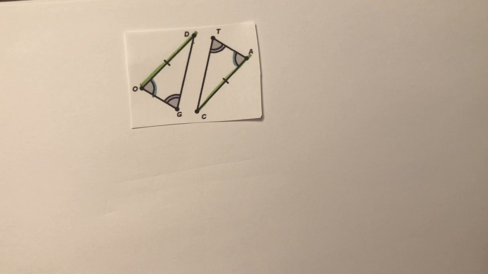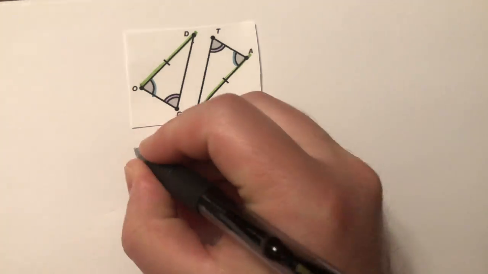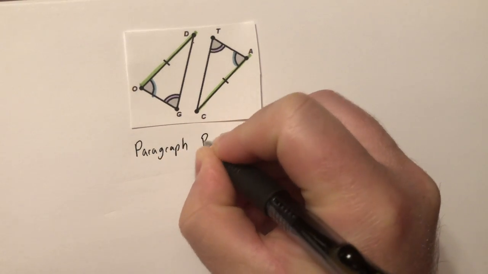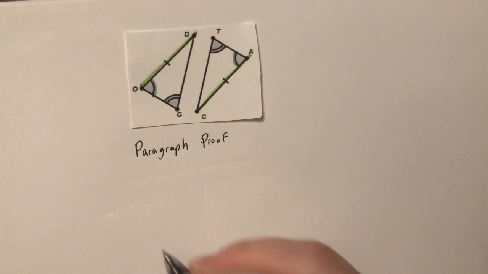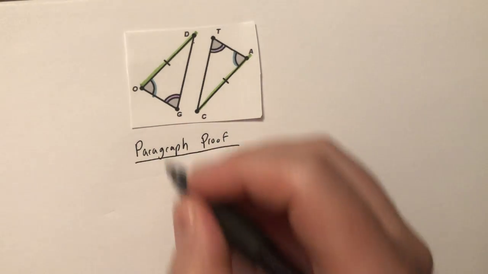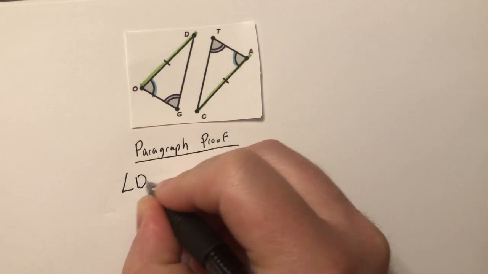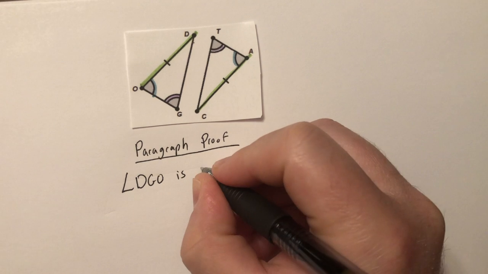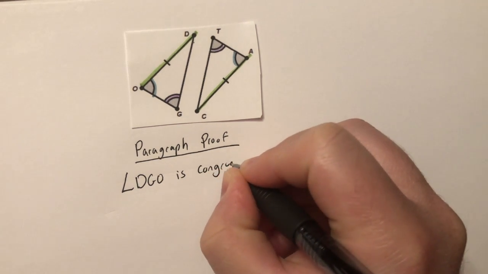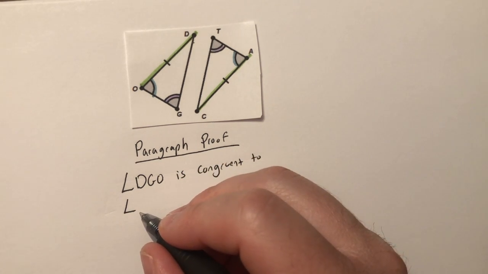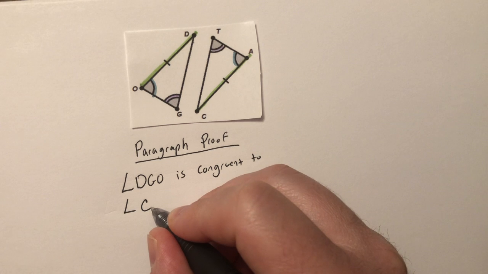So now we're going to work through a few examples, focusing each time on a different type of proof. So here we're going to focus on the paragraph proof. Okay? So I'm going to go through the different pieces that I have and just kind of explain it. So I have angle DGO is congruent to angle CTA.